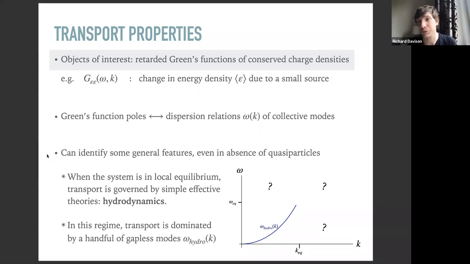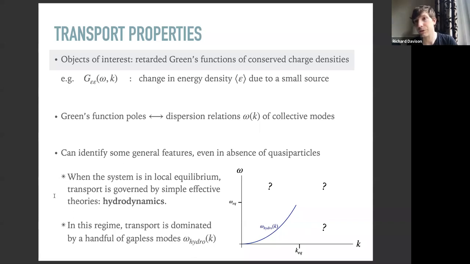Now, unfortunately, these Green's functions are very complicated objects, and they depend a lot on exactly which system you happen to be looking at. But there are some general features that we can identify, which restrict to some extent the form of these Green's functions, and are valid even for the cases of most interest, which are those in which there is no quasi-particle description. So specifically, if we have a system which achieves local thermal equilibrium, then provided we probe it on long enough length scales and long enough time scales, the transport will be governed by a simple kind of effective theory, which is called a hydrodynamic theory.